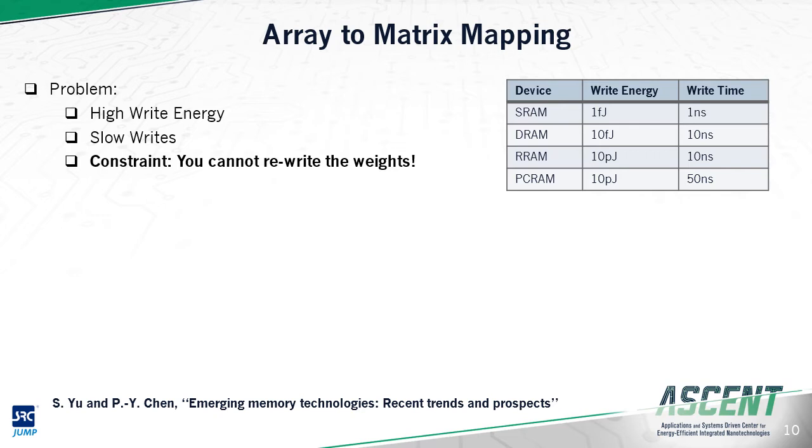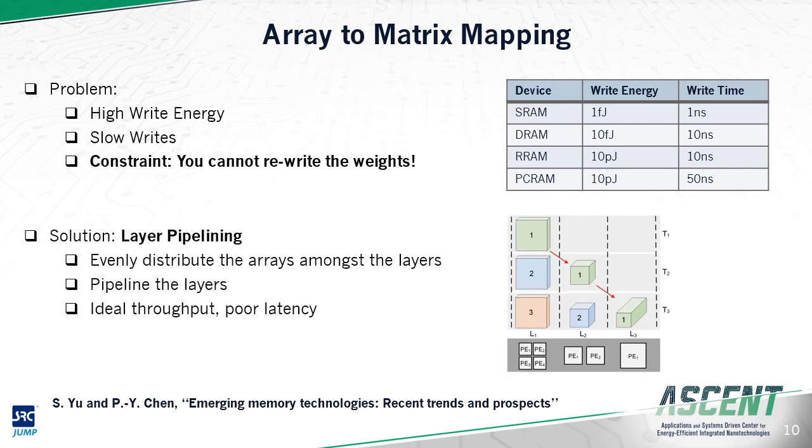Writing to embedded non-volatile memories like PC RAM or RRAM requires significantly higher write power and higher write time than traditional memories like SRAM or DRAM. Therefore, we cannot rewrite the weights. So what can we do? Our solution becomes layer pipelining, where we evenly distribute the arrays amongst the layers. Then we pipeline the layers in our hardware.